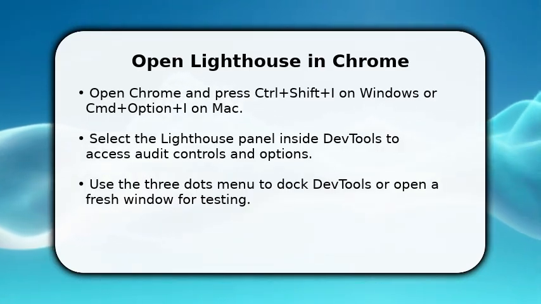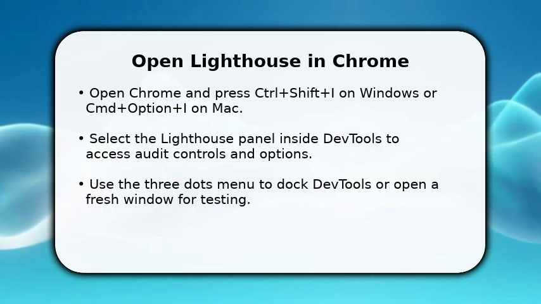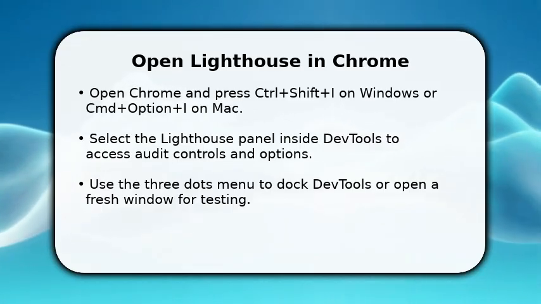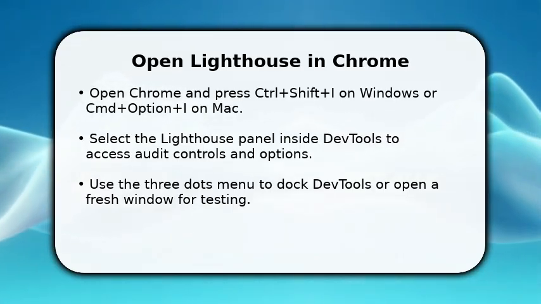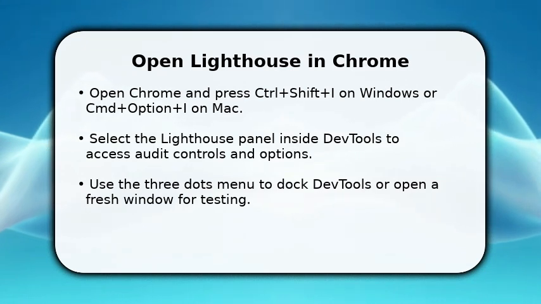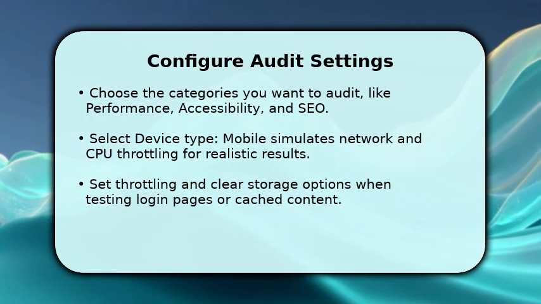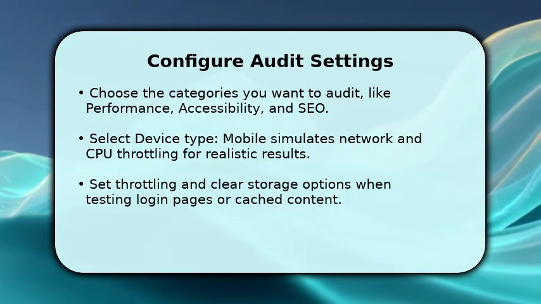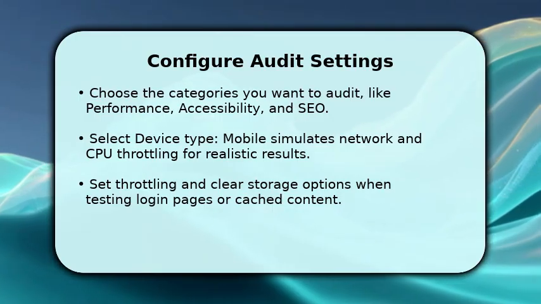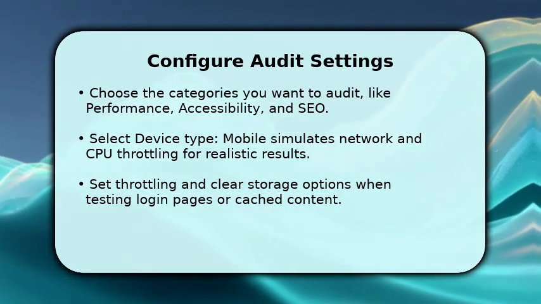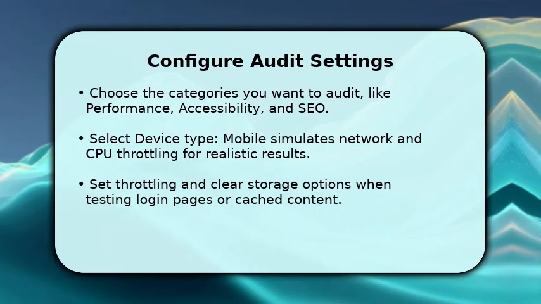Use the three dots menu to dock DevTools or open a fresh window for testing. Docking changes viewport size and can affect results, so choose consistently. Choose the categories you want to audit, like performance, accessibility, and SEO. Click Performance to reveal options for CPU and network throttling during the audit run.